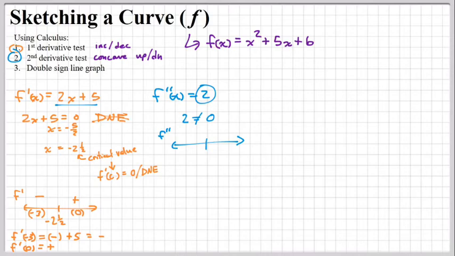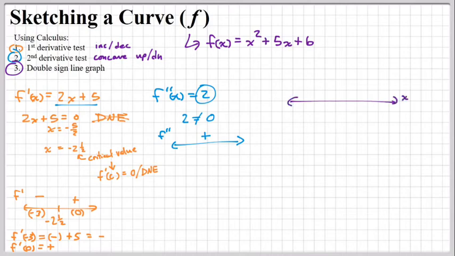Instead, on our sign line graph, we're always going to be positive because it's a positive 2. It never changes the sign of f double prime. So now I'm going to create my double sign line graph so I can create my graph. Now remember, these sign line graphs right here are x-axes.